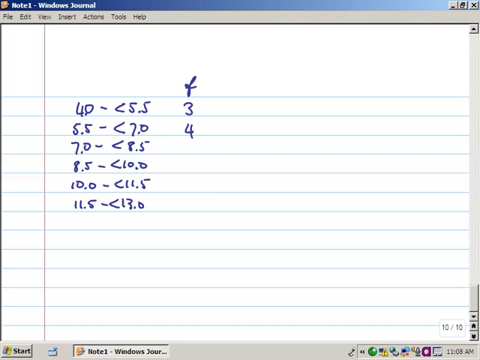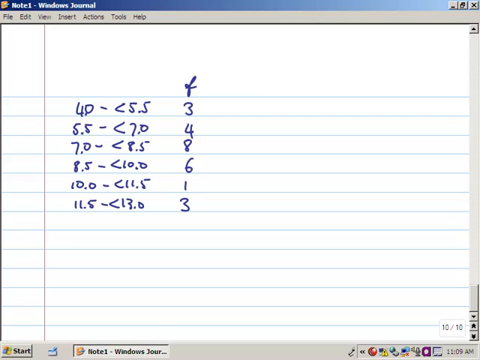Frequencies for each of those: 3, 4, 8, 6, 1, and 3. In this case, make sure that you understand exactly how you'd get those same numbers. For instance, it's very important that you understand that the second interval, 5.5 through less than 7, does not include the 7s. So we have 2 7s in this data set. They would be in the third interval, 7 through less than 8.5. Alright, etc.